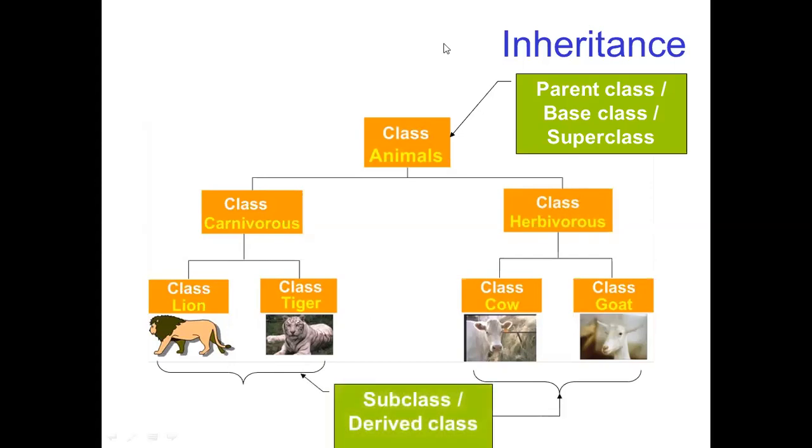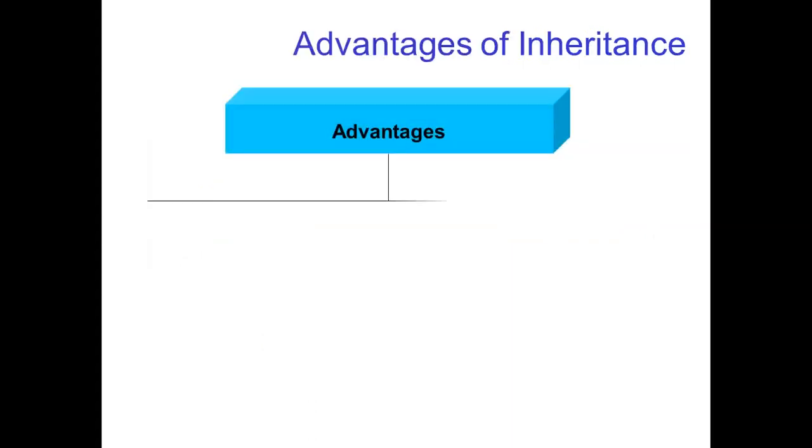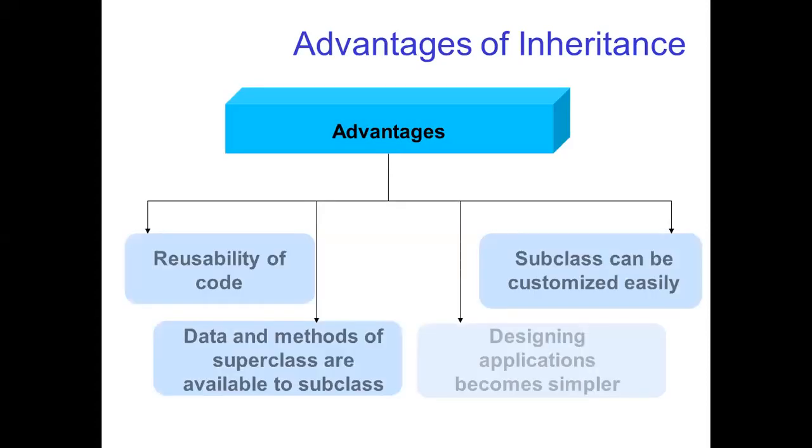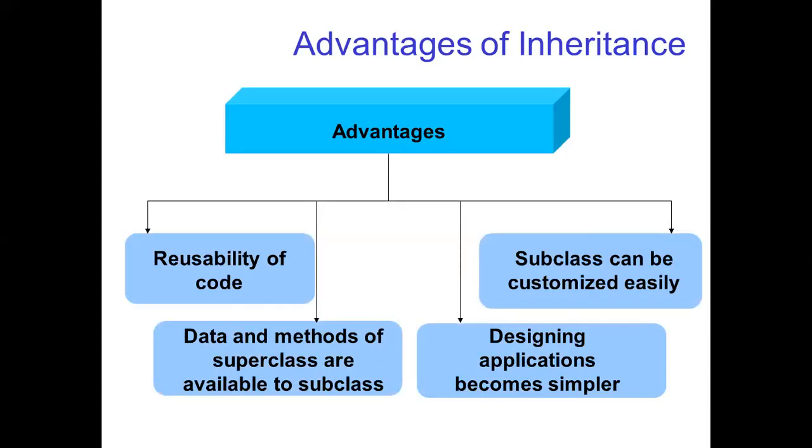These are the subclasses or derived classes. This is the superclass Animals, and the ones below are the derived classes. Advantages of inheritance: you can see reusability of the code. Data and methods of the superclass are available to the subclass. Subclass can be customized easily, and designing an application becomes simpler. So these are the advantages of inheritance.